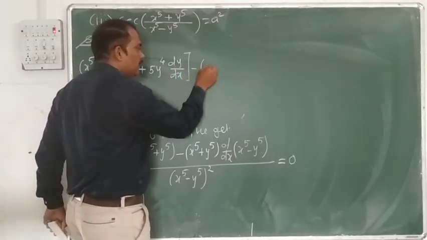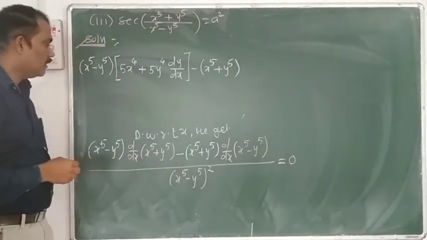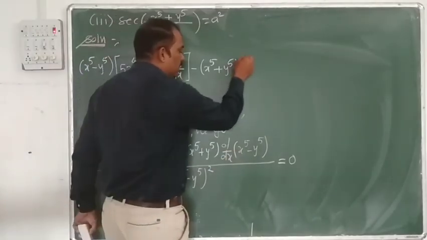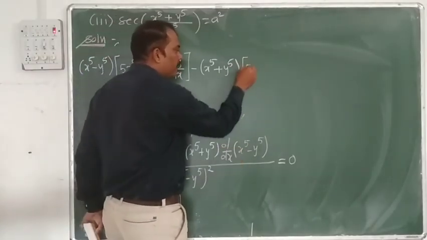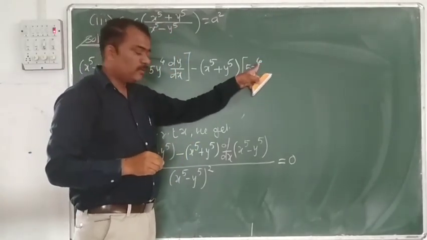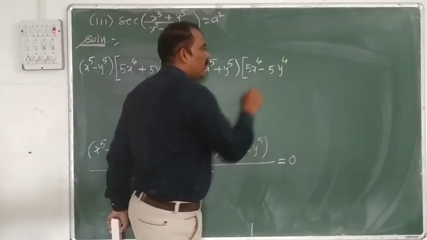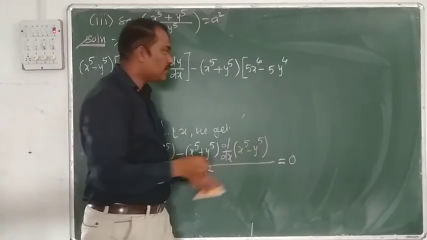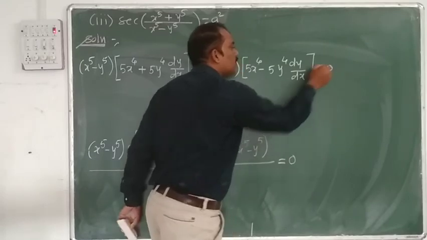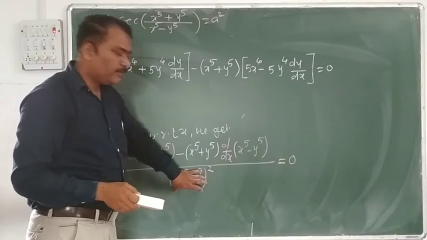minus x raised to 5 plus y raised to 5 into d/dx of x raised to 5 minus y raised to 5. What is the derivative of x raised to 5? 5 times x raised to 4. Take the power as it is, from the power subtract 1, minus y raised to 5, power as it is, from the power subtract 1, and then the derivative of y with respect to x is nothing but dy by dx, is equal to 0. We transfer this denominator to this side, 0 into this denominator we get 0.